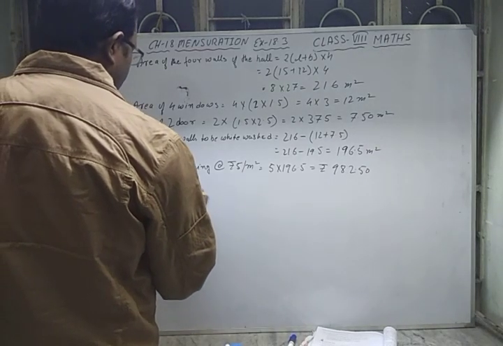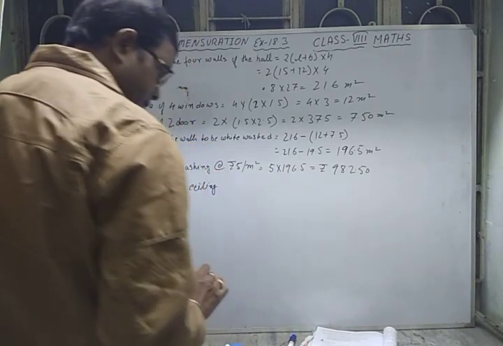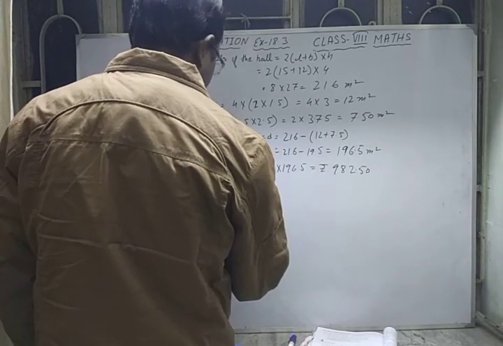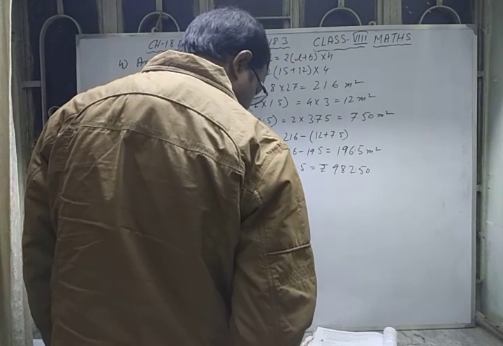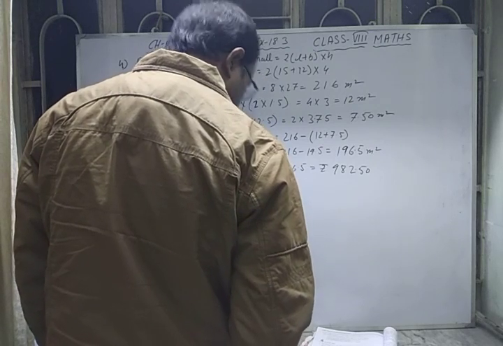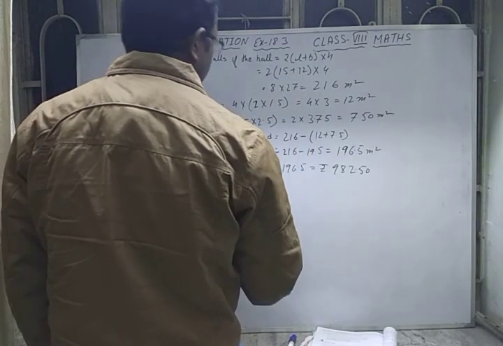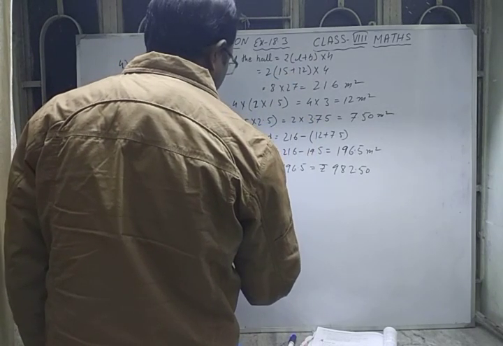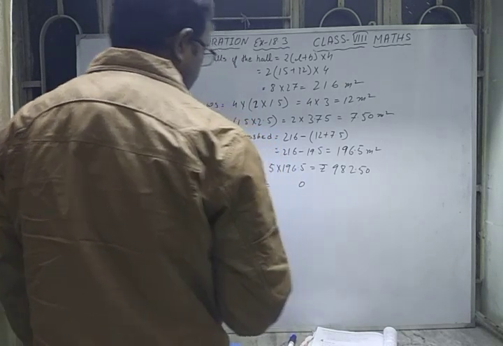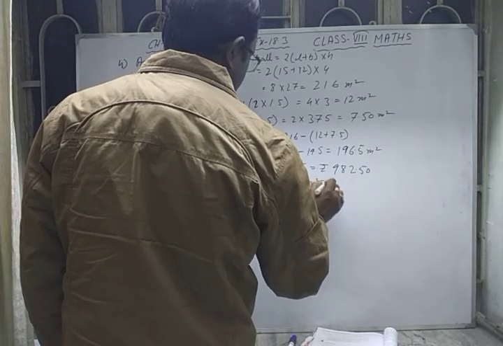So first of all you have to write: area of the ceiling. What is the measurement given? Oh sorry, it's the same as the area of the base or the floor. That is length into breadth, which means 12 into 15. 15 into 12: 12 fives are 60, carry 6, 12 plus 6 is 18. So it is 180 meter square.